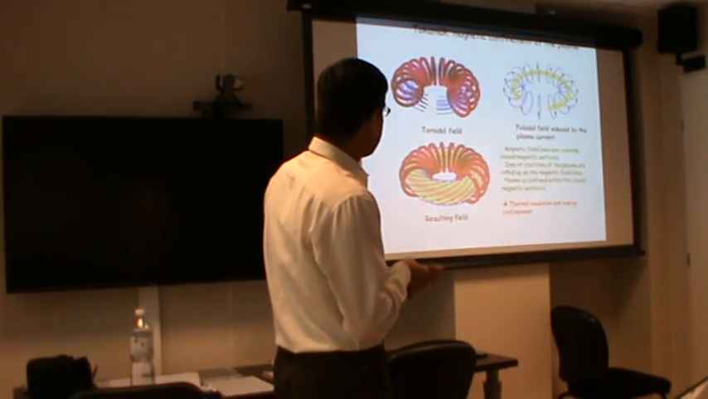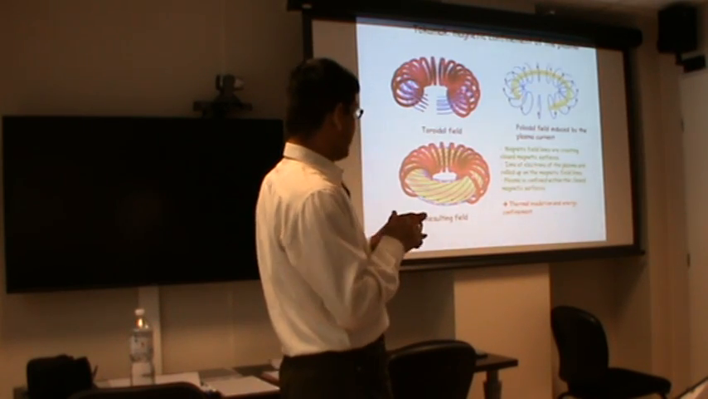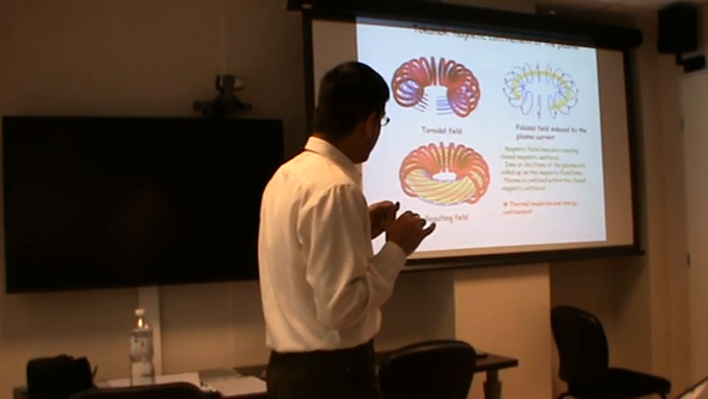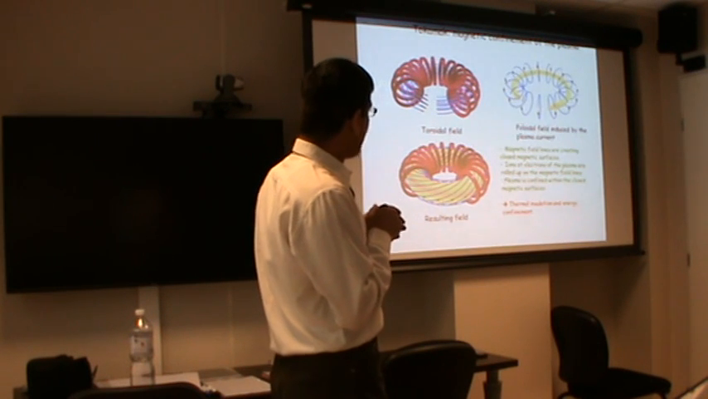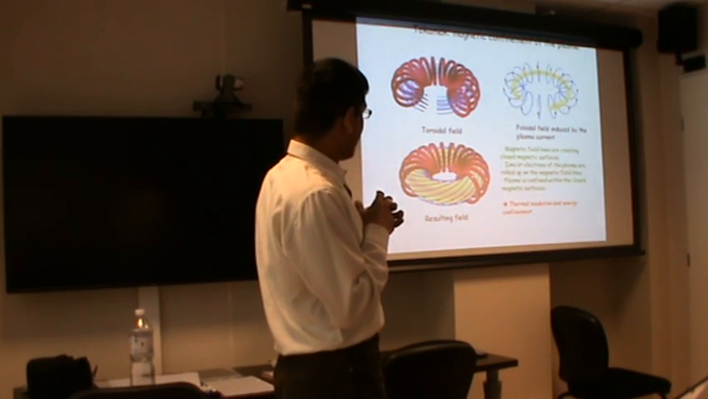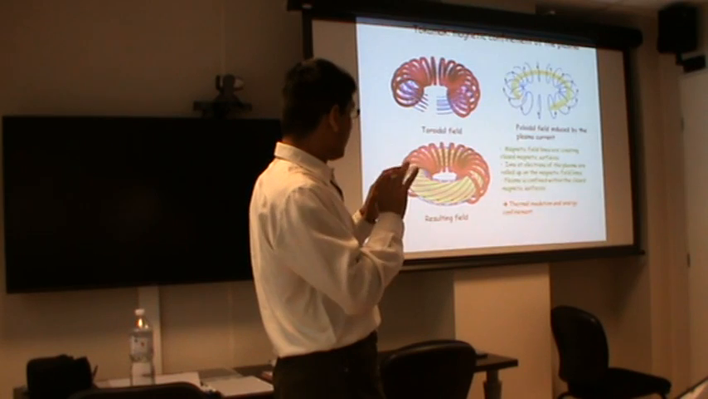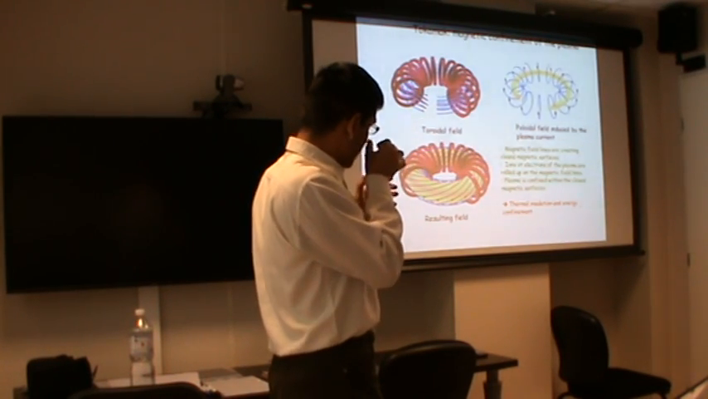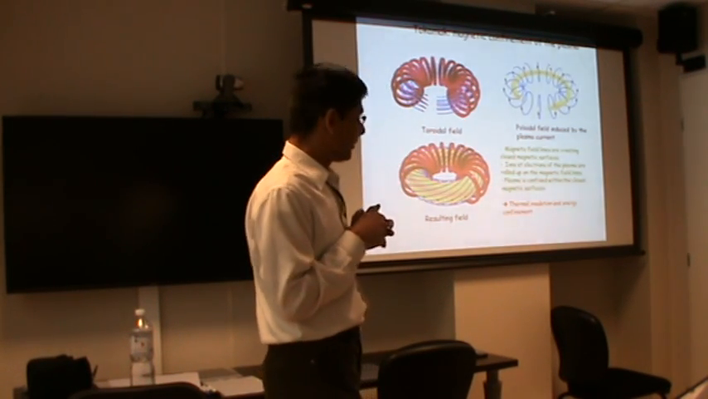Magnetic field lines are creating closed magnetic surfaces, so it acts as a wall. The ions and electrons of the plasma are rolled up on the magnetic field lines. Plasma is confined within the closed magnetic surface, giving thermal insulation and energy confinement.